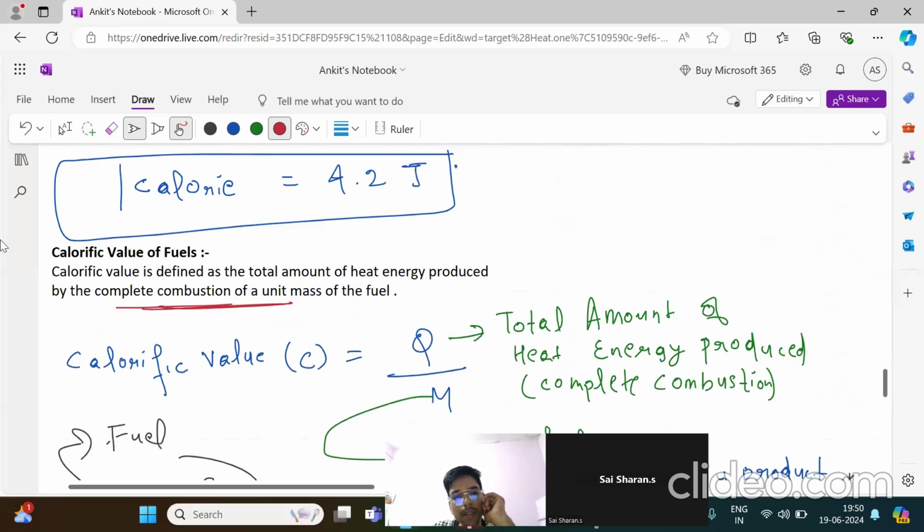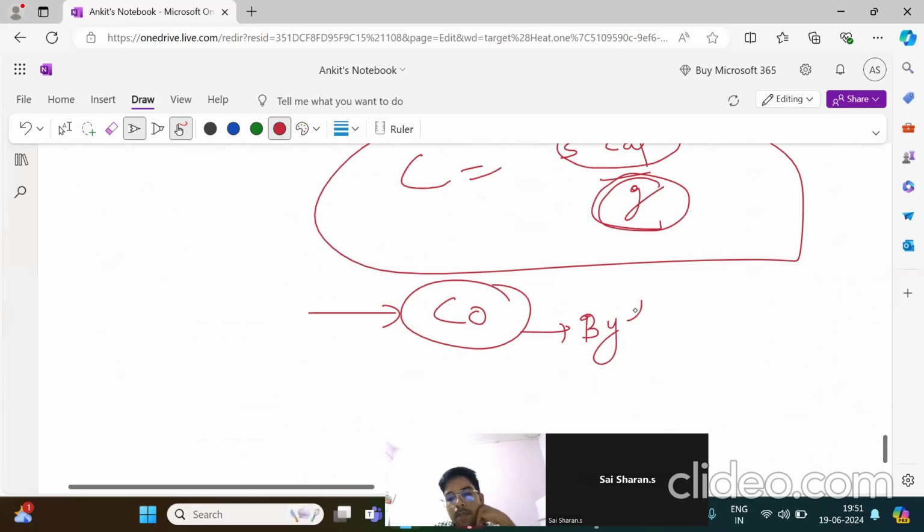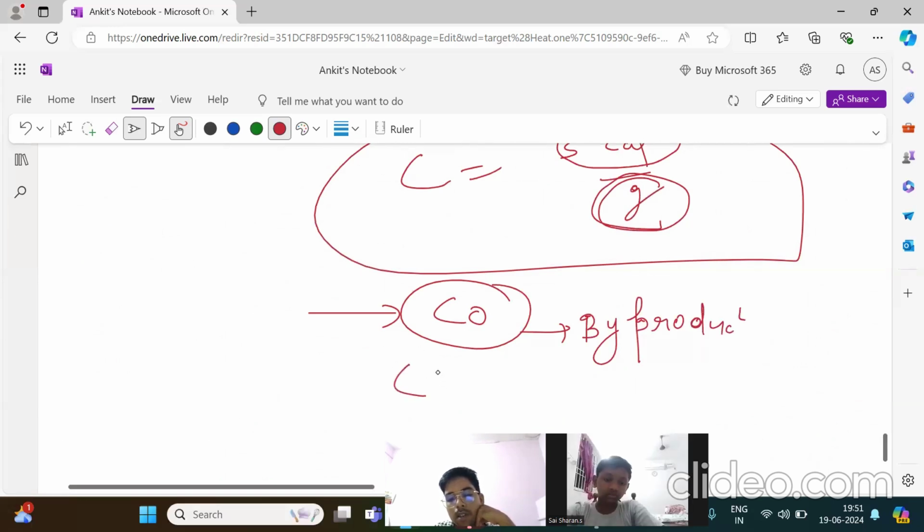So it is defined as the total amount of heat energy produced by the complete combustion of a unit mass of fuel. If you see CO in the byproduct, then it is known as incomplete combustion. Understood? If you see carbon monoxide in the byproduct, then you will say it is partial or incomplete combustion. This CO, you can say it's a coke, black coke, that deposits on your silencer.